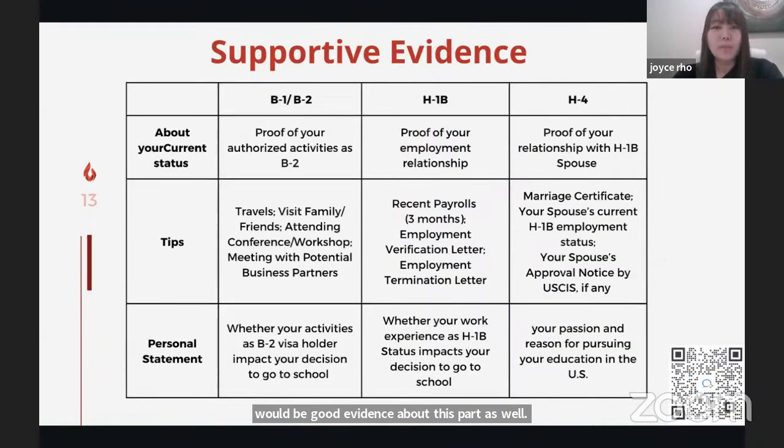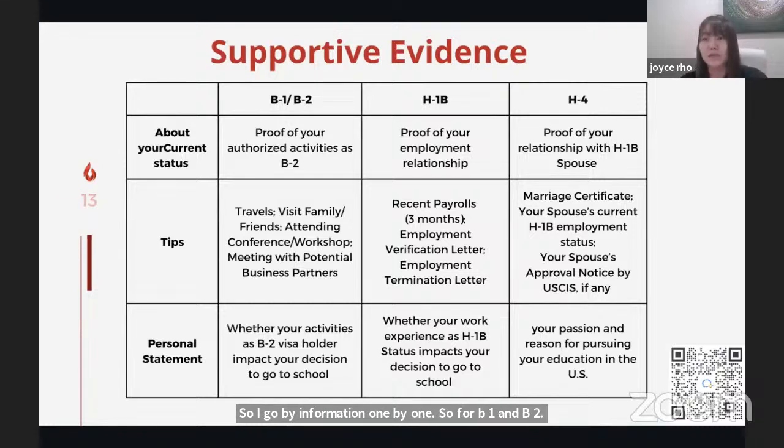So here we are going back to number two, evidence about your current status. And then I put the six categories here, like B1, B2, H1B, H4, and on the next page I put L1, L2, and J1. So I'll go through the information one by one. For B1 and B2, you are here on a temporary visa, right?